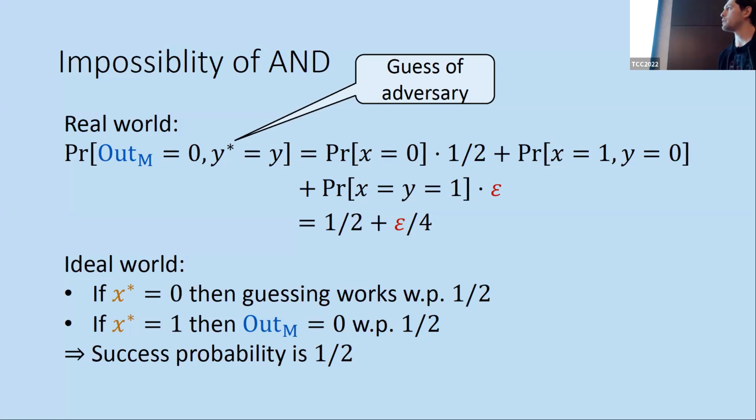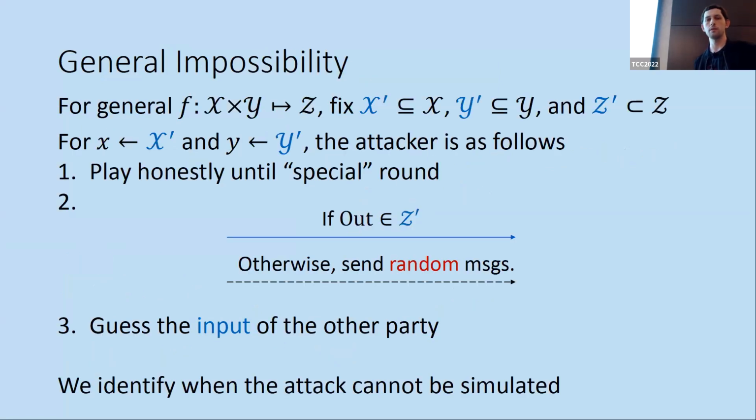And we use this idea in order to generalize this to other functions. I won't go into all the details, but generally we consider the parties using inputs that are chosen uniformly at random from some subsets of their domains. And we consider adversaries that try to bias towards a subset of the output Z prime. So if he sees that the output is supposed to be in Z prime, he will continue to play honestly from that special input from before. Otherwise, he will send completely random messages. We use this attack, and we then identify when this attack actually works, because it doesn't work all the time, and figure out when there exist subsets X prime, Y prime, and Z prime such that the attack actually works.